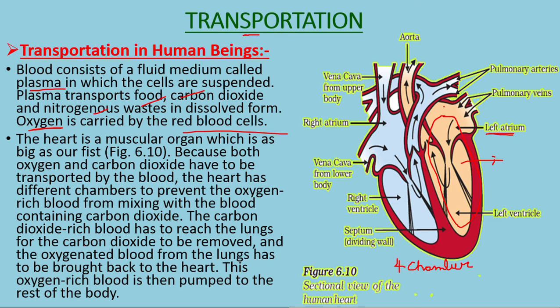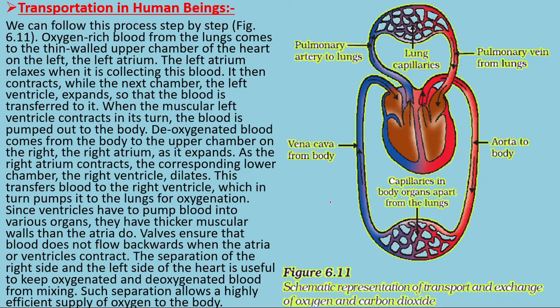Okay, so when the oxygenated blood enters the left atrium, it gets collected in the left ventricle, and when the blood is pumped by the heart, it goes from the aorta to all parts of the body. But when the deoxygenated blood from all parts of the body is collected here and again pumped, it goes directly to the lungs and gets oxygenated again, and this cycle continues again and again. So now let's study it in detail in the next slide.